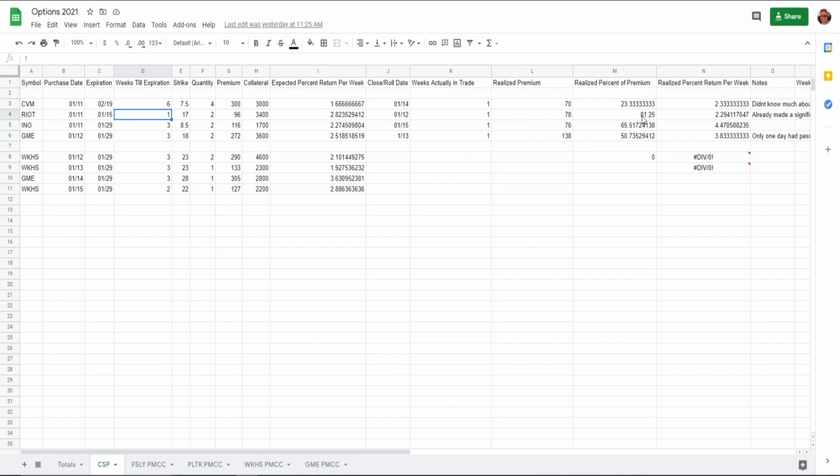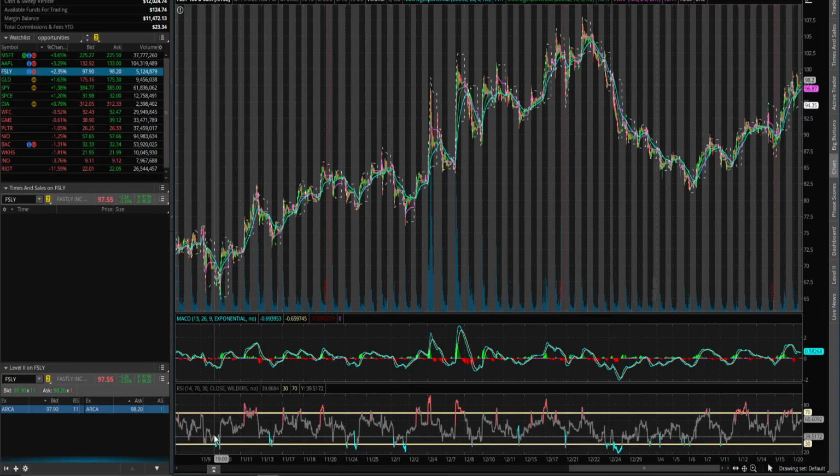Riot again. I realized 81% of the premium in just a few days. This was the only one that I had expiring at the end of the week. So the reason I actually got out instead of just waiting for it to expire is that I didn't want the stock price to go down and get into my strike. So realizing 81% of the premium, I mean that's pretty good. Still hit my 2% number. And if we look at Riot now, they're down 12% just today.